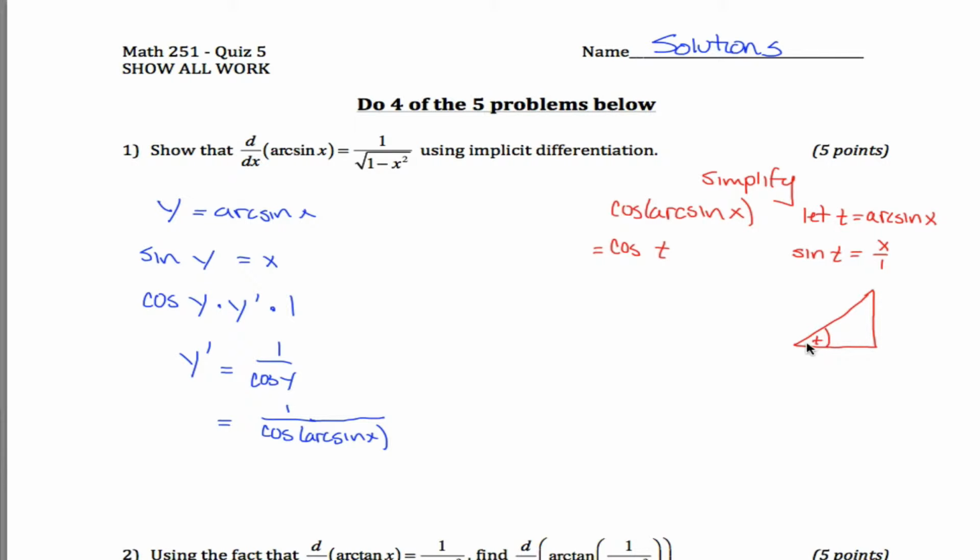Draw a right triangle, and put t wherever you want. The sine gives me the ratio of the length of the opposite side to the hypotenuse. That's the SOH in SOHCAHTOA. So opposite is x, hypotenuse is 1. And using the Pythagorean theorem, I can figure out this third side. Say this squared plus this squared equals 1. Solve for this, and you'll get the square root of 1 minus x squared.